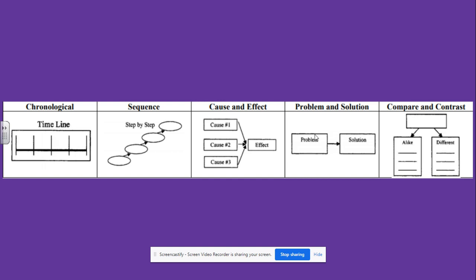Problem and solution. Problem occurs, it gets fixed. Again, there can be multiple boxes on either end here as well. There might be multiple problems that lead to one solution or one problem that leads to multiple solutions. Compare and contrast, talking about how things are alike or similar and how things are different.